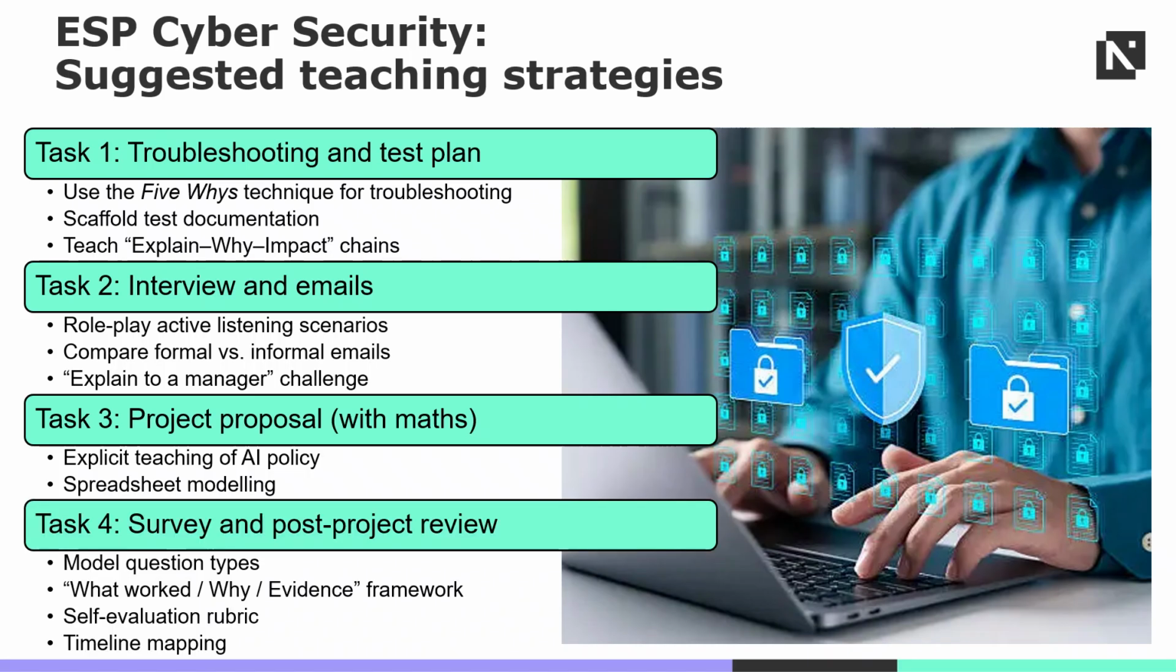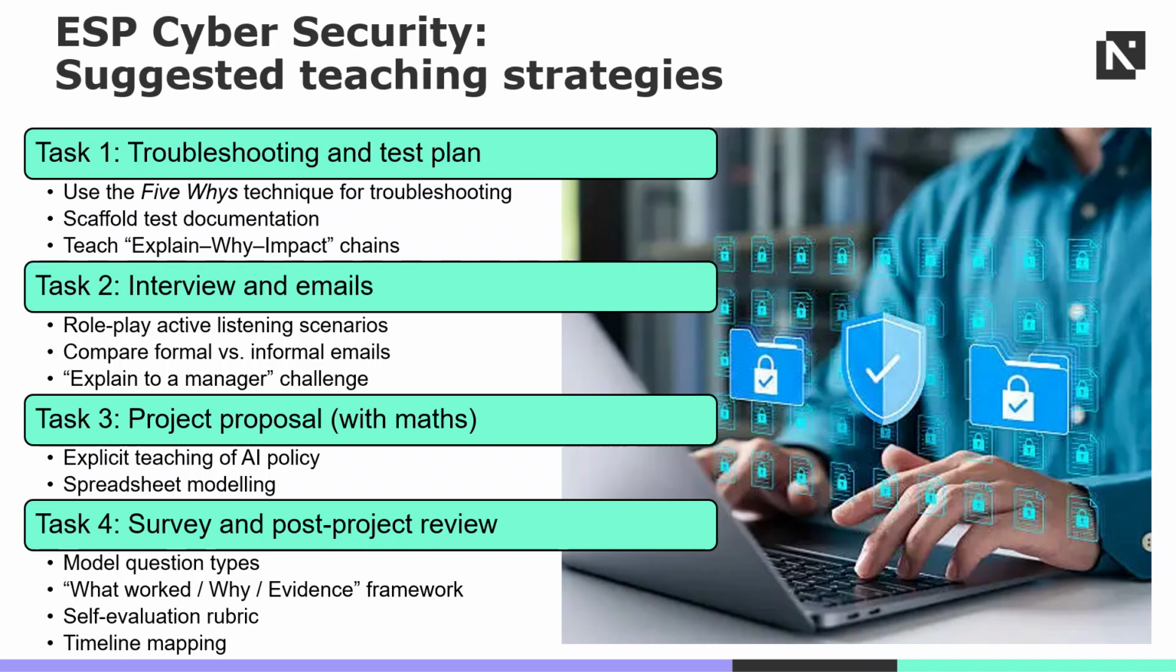And then in task 4 for the survey and post-project review. Model question types, so get students to create survey drafts, swap with peers and critique question clarity and type data. And for evaluation skills, think about what worked, why, and evidence framework, so students could analyse a past project, listing successes, causes and supporting data.